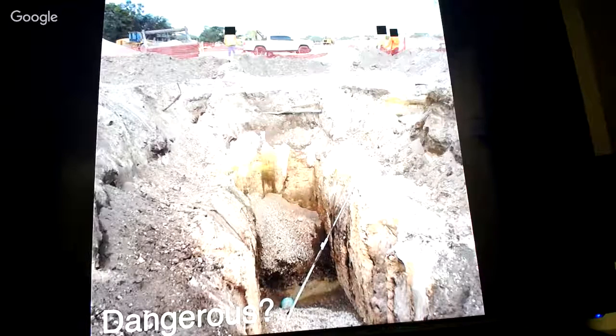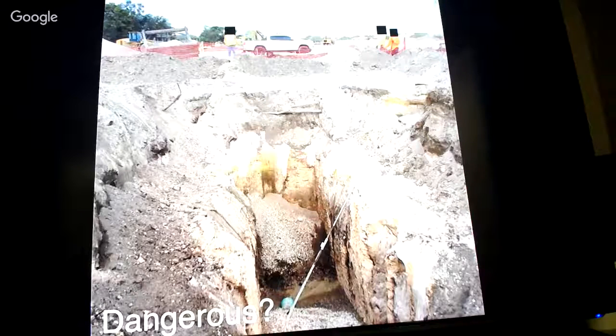And I got a couple of pictures here I want to show you. I just took these the other day, there's my truck in the background. What do you think? What are your thoughts? What's missing there? Trench box. Look how deep it is and look how narrow it is. You think anybody was in there?